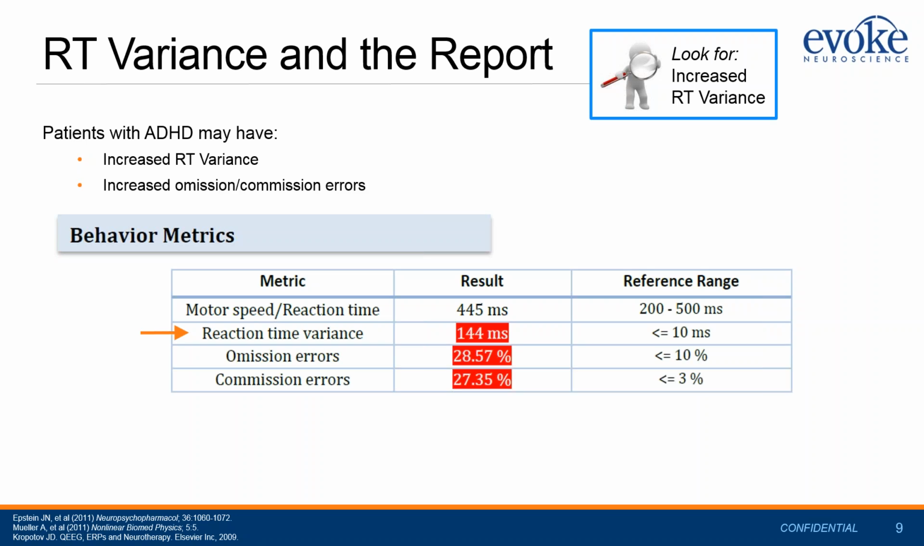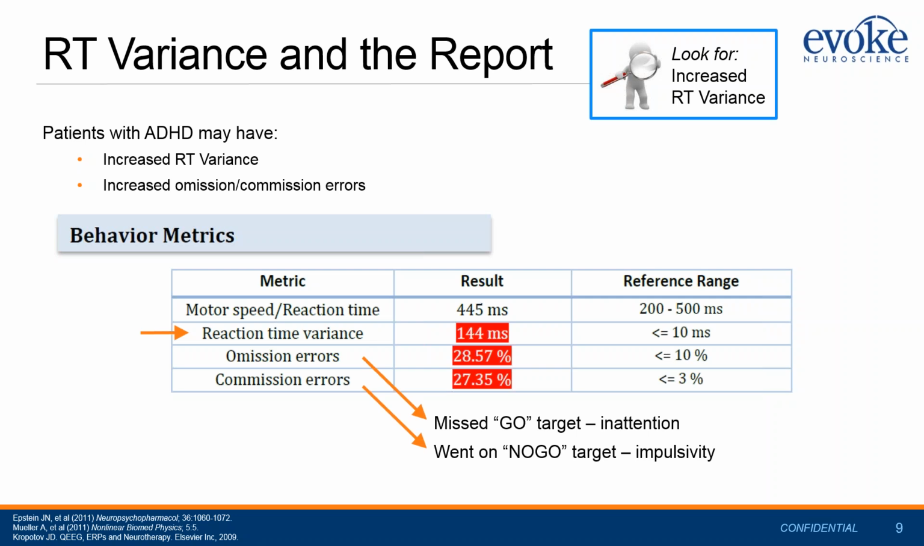Now, I'll note there are a couple other behavior metrics called omission and commission errors that ADHD patients will frequently score high on. Omission errors means the patient missed the go target. They were supposed to press the button and they didn't. That reflects inattention. They weren't paying attention to the task at hand. They just totally missed the go stimulus. Commission errors mean they pressed the button on the no-go target. They weren't supposed to do anything, but they got too excited and pressed the button anyway. That can reflect impulsivity. And it's pretty common to see these scores high for ADHD patients as well.